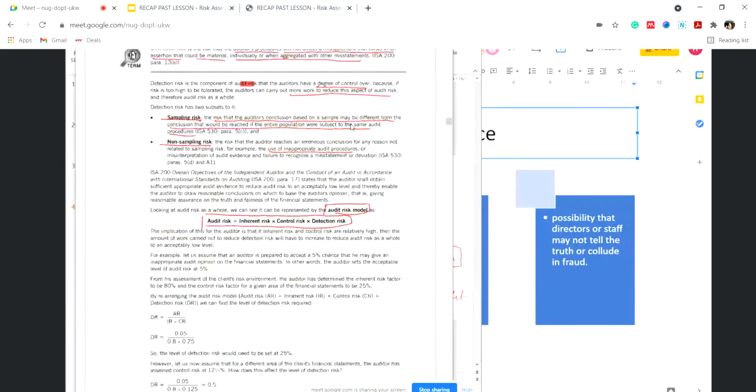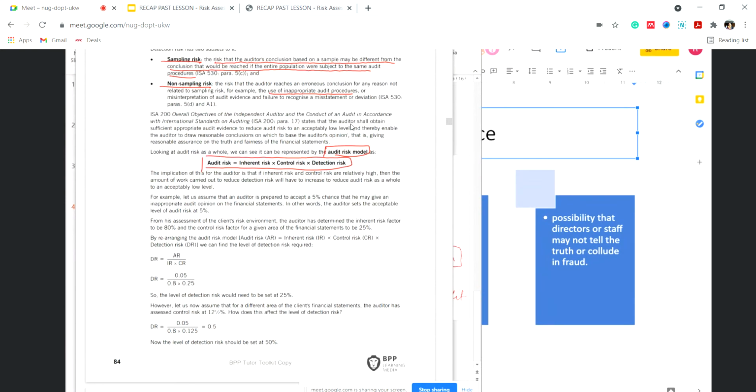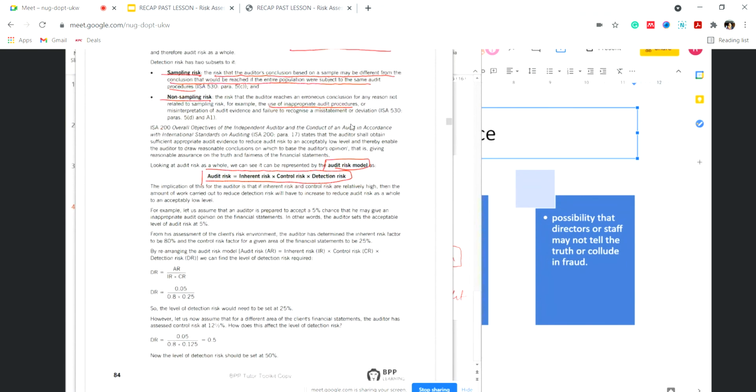The implication of this for the auditor is that if the inherent risk and control risk are relatively high, then the amount of work carried out to reduce detection risk will have to increase, to reduce audit risk as a whole to an acceptably low level. So what does it mean in this situation?